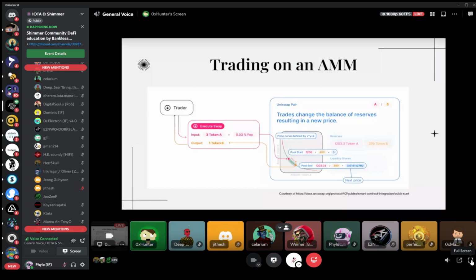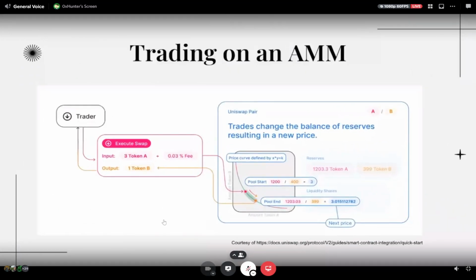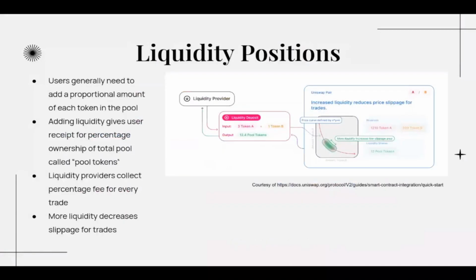This is just an overview of Uniswap, basically, of how a trade works. So the liquidity providers provide liquidity. If somebody makes a trade, it moves the price down the price curve, and so there's always a price for these assets. And yeah, I'll get to the liquidity positions now.